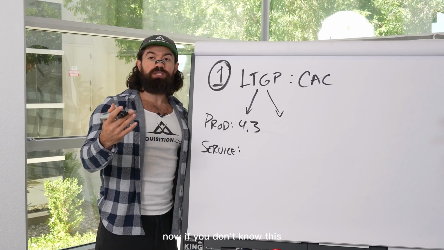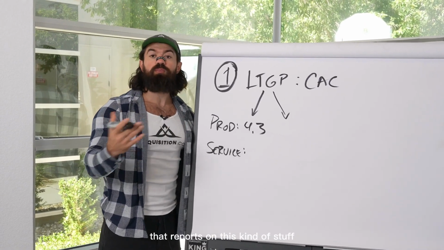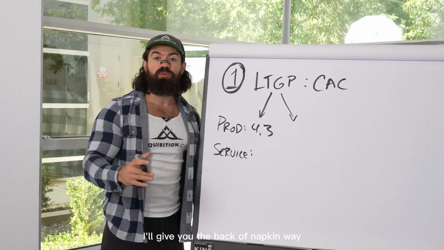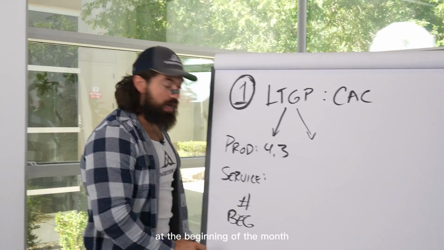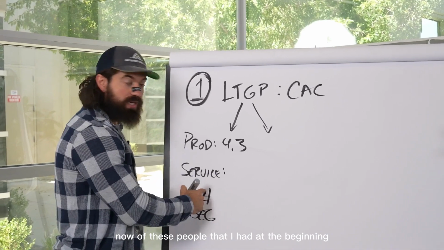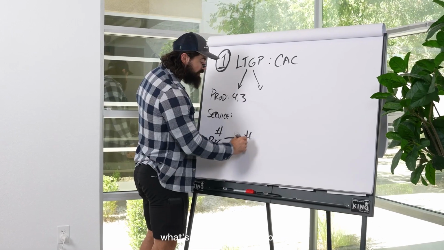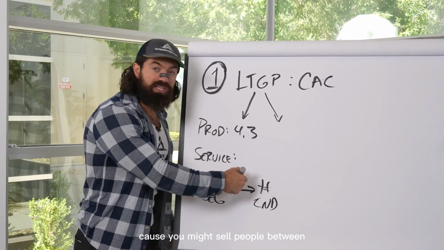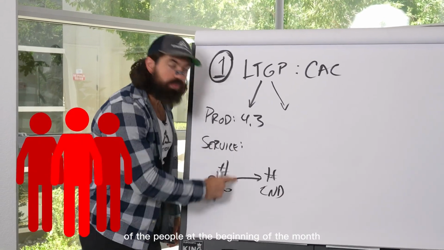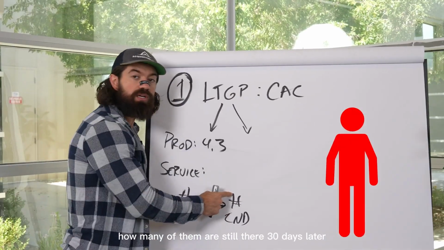Now, if you don't know this, because you might be a smaller business that doesn't have a CRM that reports on this kind of stuff, I'll give you the back of napkin way to actually calculate this. How many customers did I have at the beginning of the month? Now, of these people that I had at the beginning, 30 days later, what's the number of those people that I have at the end? Not the number of customers in total, because you might sell people in between, but I wanna know of the people at the beginning of the month, how many of them are still there 30 days later?